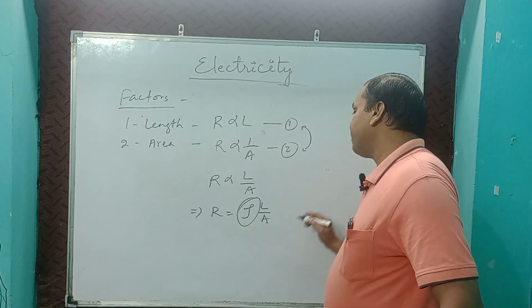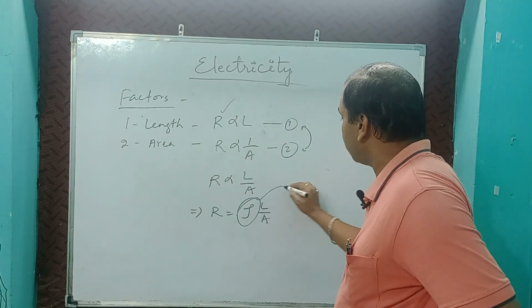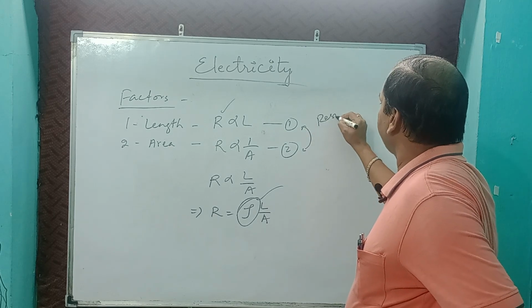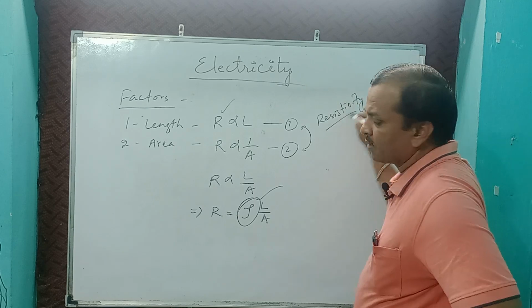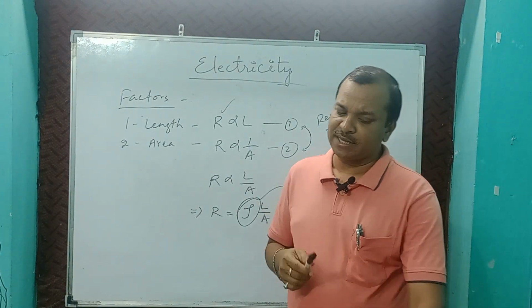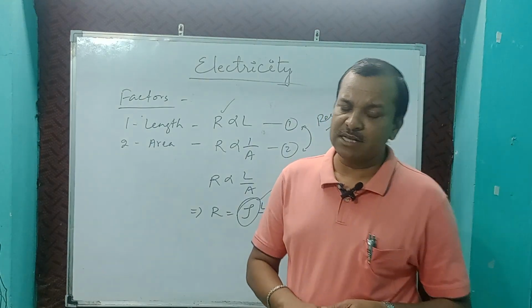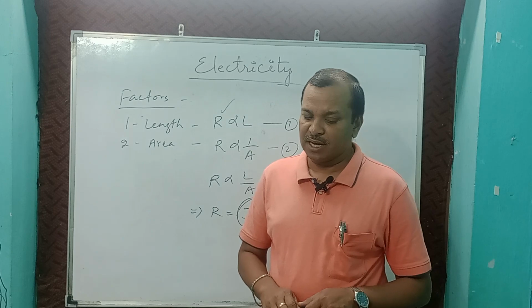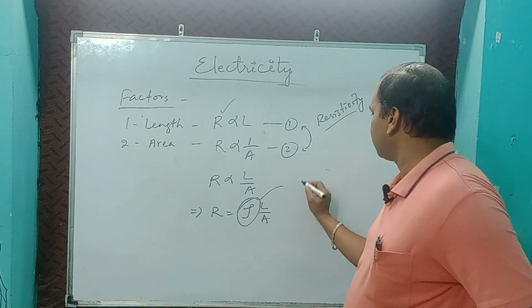Rho is resistivity. R is resistance, and rho is resistivity. Clear? Where rho is a constant known as the resistivity of the conductor. Its value depends upon the nature of the material, as we already discussed. So from here we can also find out what rho is.